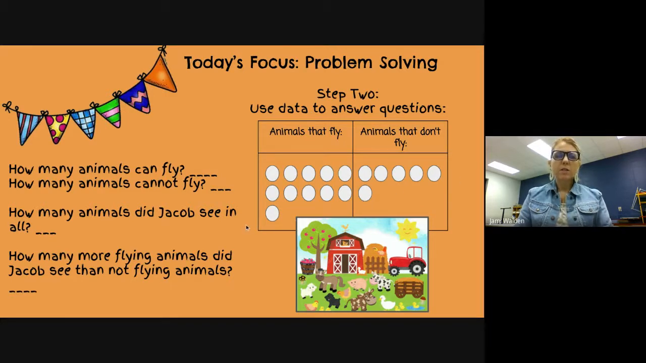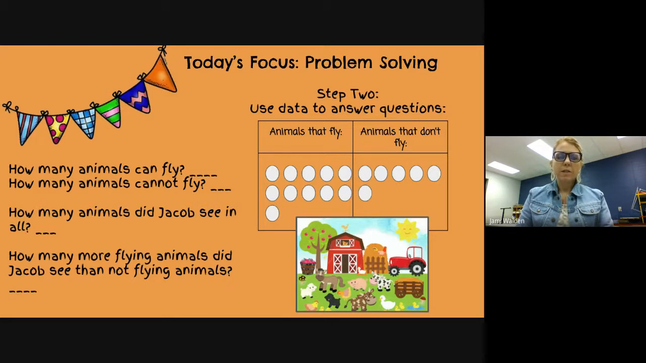Now the next question says, how many animals did Jacob see in all? What do I do? How do I find that answer? I count them all together. So I would know this side is 11. I'm going to count on from 11. 11, 12, 13, 14, 15, 16, 17 animals total, or 17 animals in all.